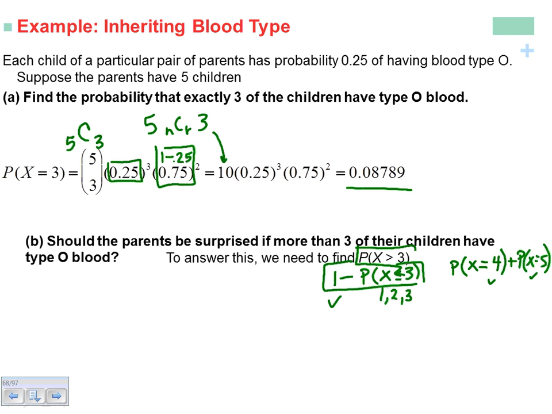Now, why can't you say x is greater than 3? We don't have a feature in our calculator to do that, so that's not going to work. That's why you need to convert it back to this. And remember, the only possibilities for success are 0, 1, 2, 3, 4, and 5. So if I want greater than 3, I'm only looking at the 4 and the 5.